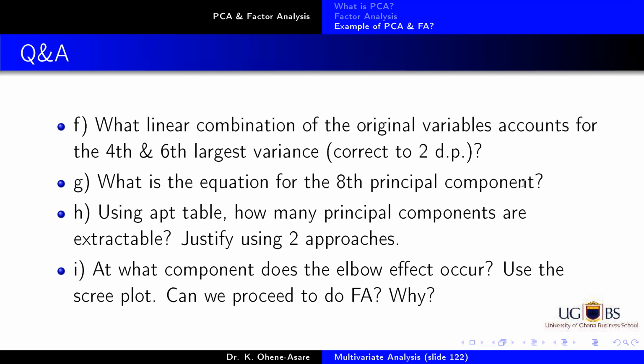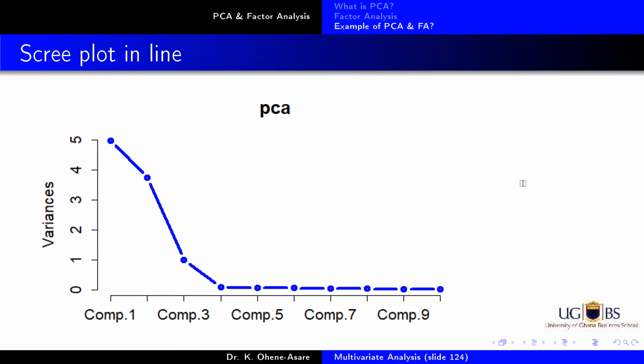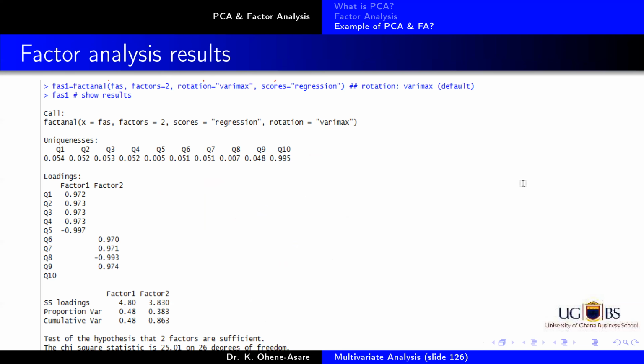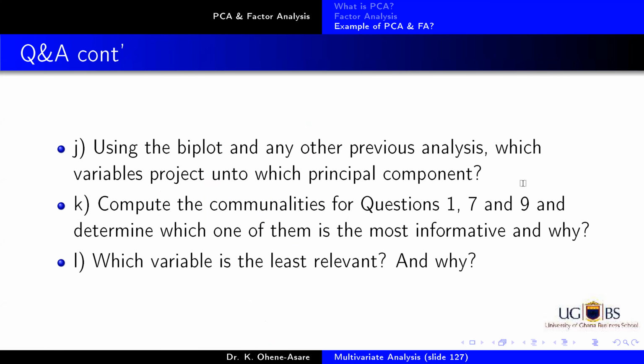Use the scree plot. Do you think we can proceed to do factor analysis? Why or why not? So this was a scree plot that was used. And then you have the biplot here. And of course, in this context, I went ahead and did a biplot. So after the biplot, the questions are: using the biplot and other previous analysis, which variables project onto which principal component? Compute the communalities for questions 1, 7, and 9, and determine which one of them is the most informative and why. Which variable is the least relevant and why.